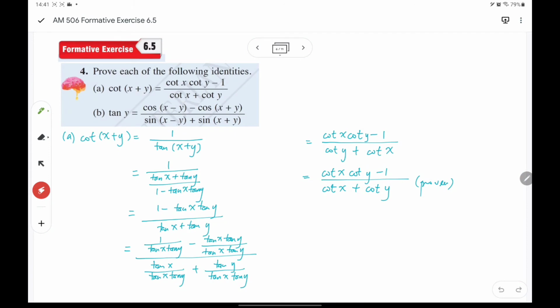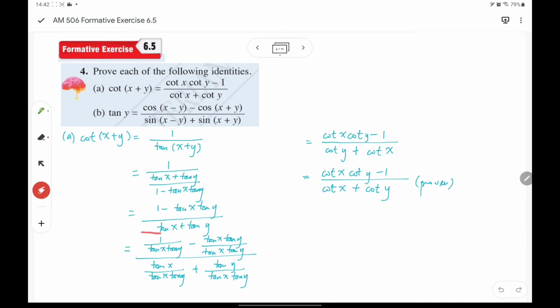Number 4. Prove each of the following identities. A, cotangent of x plus y equals cotangent x cotangent y minus 1 over cotangent x plus cotangent y. So we will start with the left hand side so that we can expand with the addition formula. First, cotangent of x plus y is 1 over tangent of x plus y. Then we have 1 over the fraction tangent x plus tangent y over 1 minus tangent x tangent y. If I want to take away the 1 over, I have to flip this fraction upside down. So I have 1 minus tangent x tangent y divided by tangent x plus tangent y.